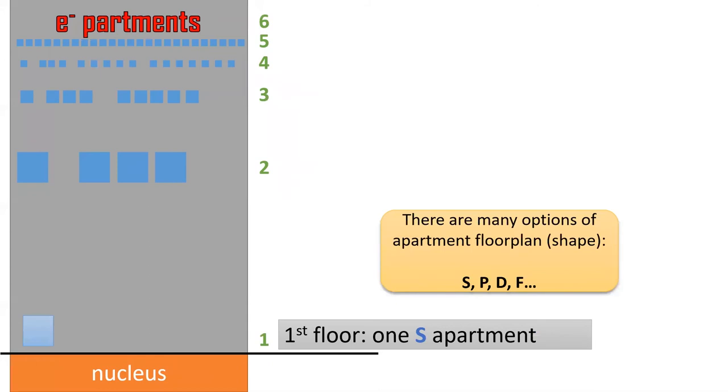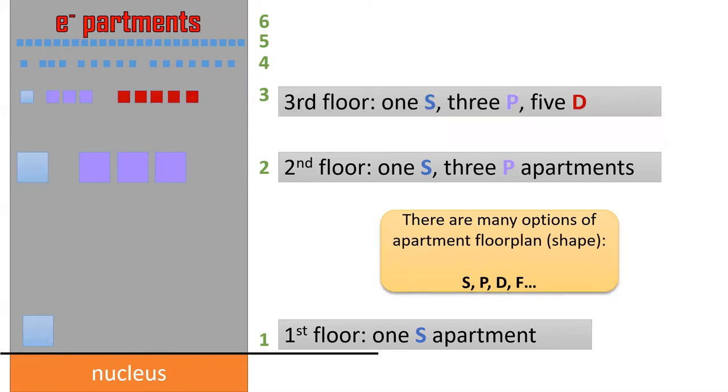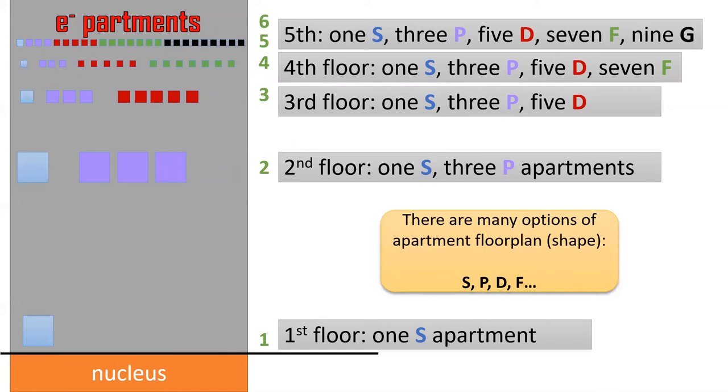The first floor contains only an S apartment. The second floor contains 1 S and 3 P apartments. The fourth floor contains 1 S, 3 P, and 5 D apartments. Each level we go up adds another type of floor plan.